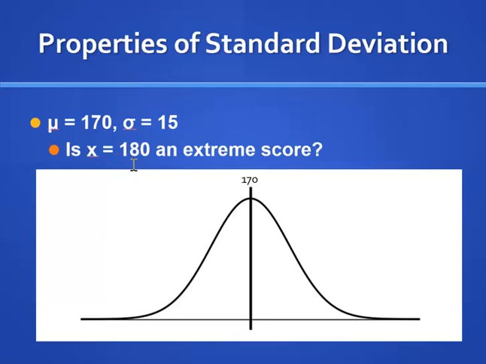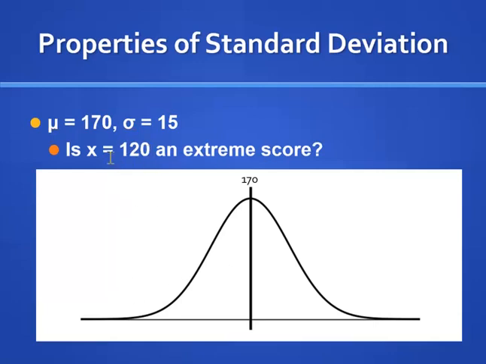So we're asking, is 180 an extreme score? The answer to that question is no, because 180 would be within 1 standard deviation of the mean. Remember, we said that anything that is more than 2 standard deviations above or below the mean is something that we would consider an extreme score.